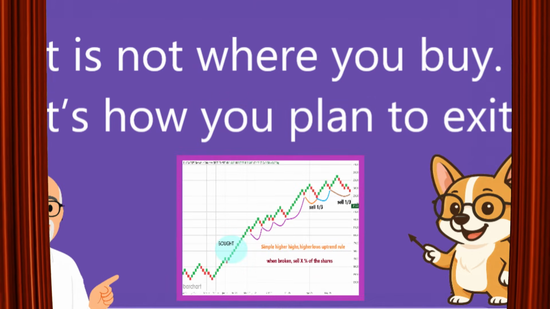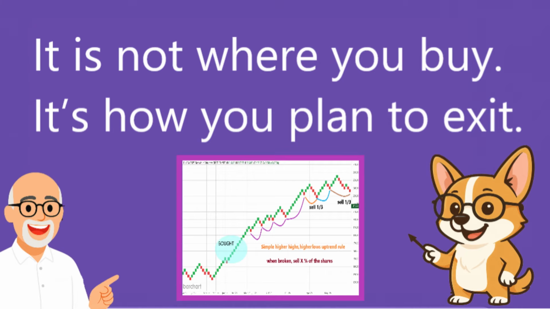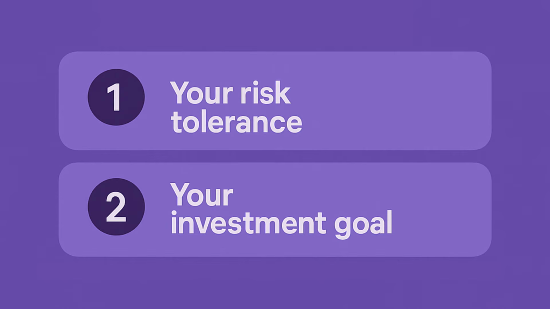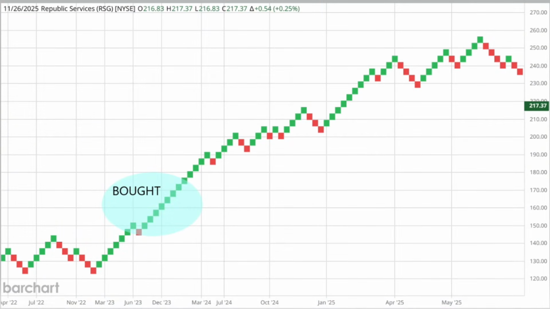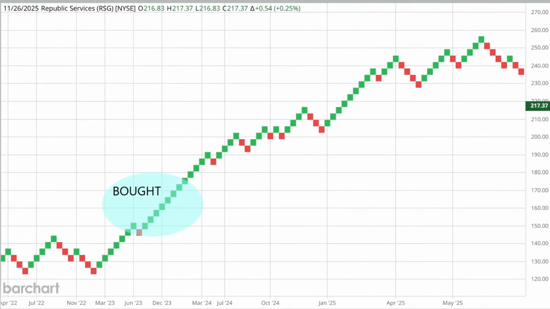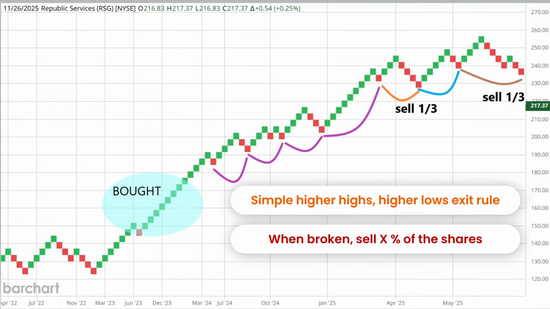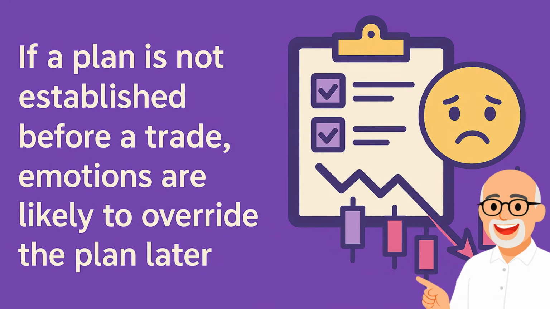The most important decision is not where you buy. It's how you plan to exit. And that depends on two personal factors. Your risk tolerance and investment goal, that could be a long-term trend versus a short-term trade. Some traders want maximum protection and will sell everything when the trend line breaks. Others take a scaling approach: break level 1, sell one third. Break level 2, sell another third. Break level 3, exit the rest. There is no right or wrong. But there must be a decision. If the plan is not set before the trade, emotions will rewrite the plan later, and usually not in our favor.